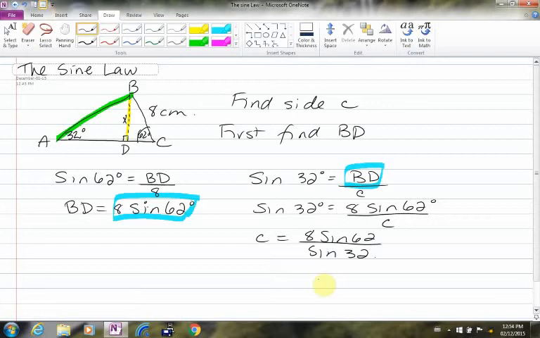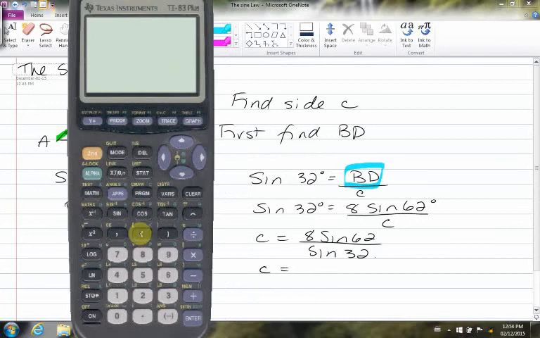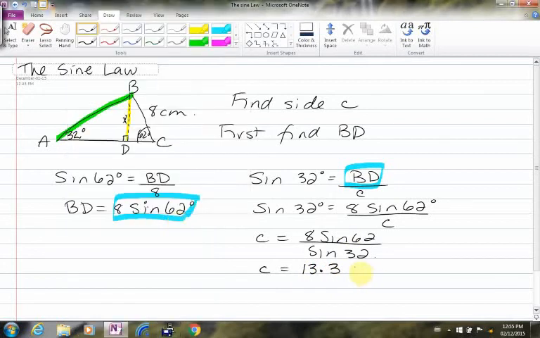So now I'm going to calculate C. And I'm going to be careful how I do it. I'm going to use my brackets because I want to go 8 times sine 62, get the answer to that, and then divide my answer by the sine of 32. So you have to use brackets to make sure that you get an accurate answer. So C works out to be 13.3, and we are working in centimeters.